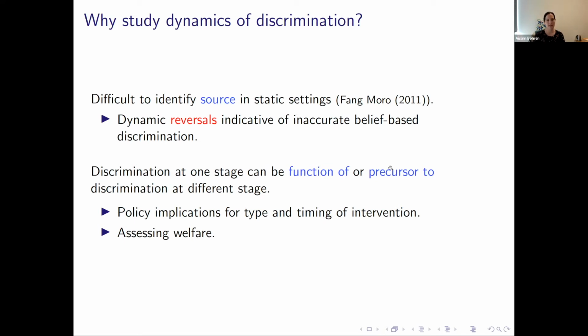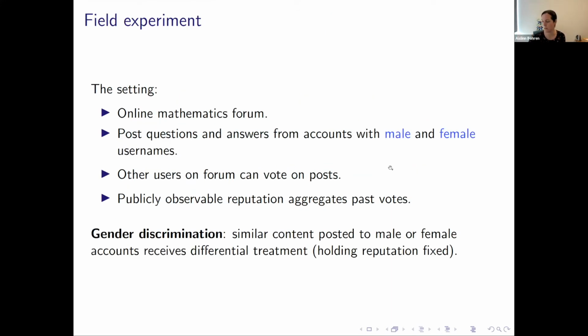And so again, the policy implications for the type and the timing of the intervention may depend on the dynamic pattern rather than just the pattern at a given stage. And also, if we want to assess welfare, again, we need to understand how it evolves across time. All right, so in order to look a little more closely at these dynamics, we ran a field experiment.